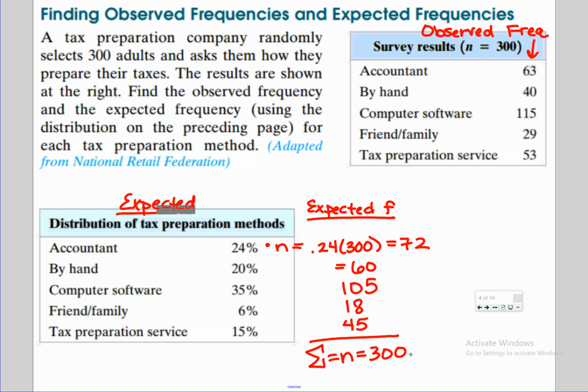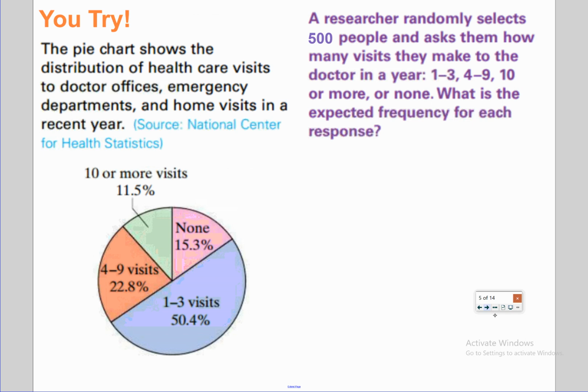Questions here? No. Okay. You guys try this one on the next page. It says the pie chart shows the distribution of healthcare visits to doctor's office, emergency departments, and home visits in a recent year. A researcher randomly selects 500 people and asks how many visits they make to the doctor in a year, 1 to 3, 4 to 9, 10 or more, or none. What is the expected frequency for each response? So I'll give you a minute.